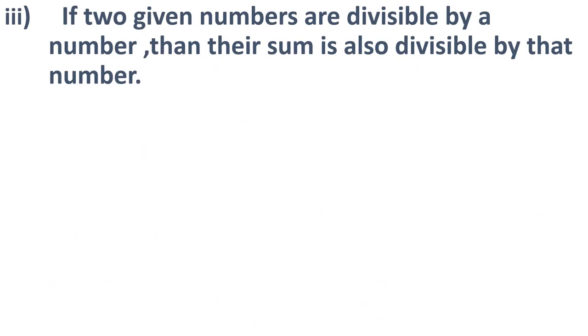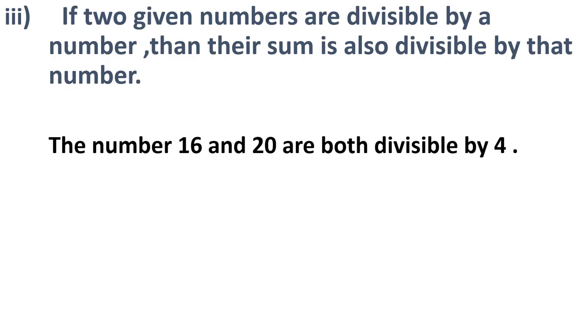If two given numbers are divisible by a number, now we have two different numbers and they both are divisible by one number, then their sum is also divisible by that number. Which means we have two numbers, we find out their sum, and that sum is also divisible by that number. See the example. The numbers 16 and 20, these both numbers are divisible by 4, that you all know. 4 4s are 16, 4 5s are 20. These both numbers are divisible by 4.